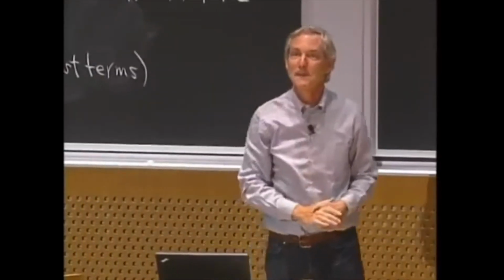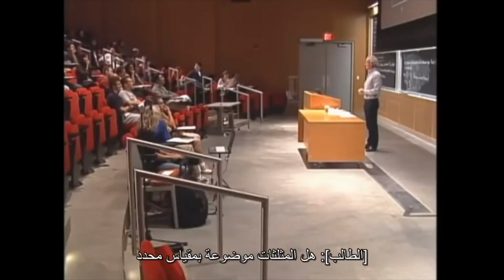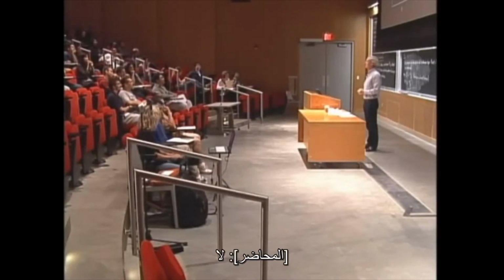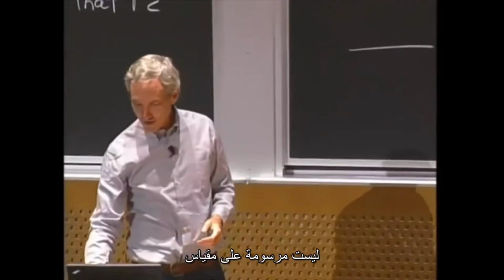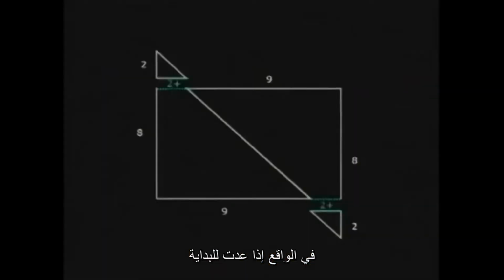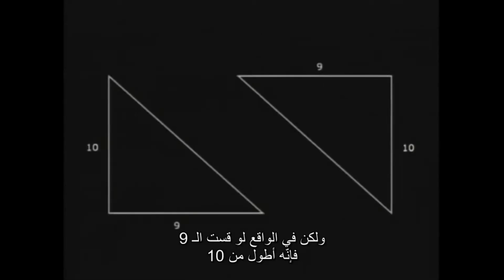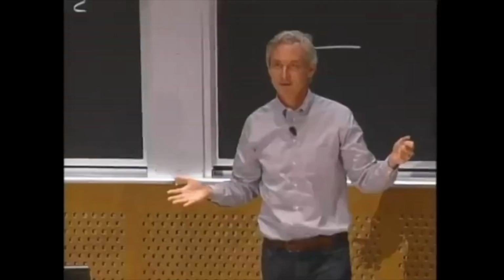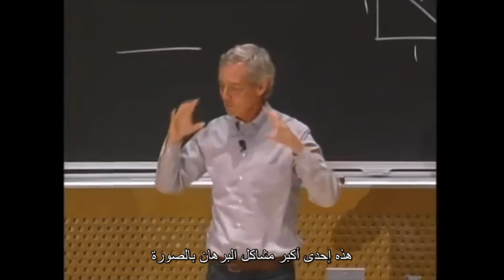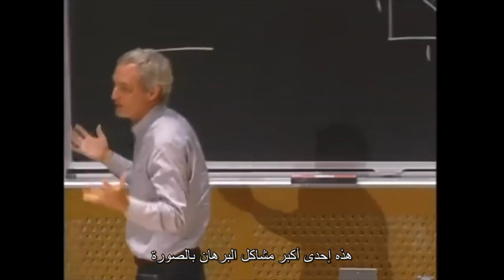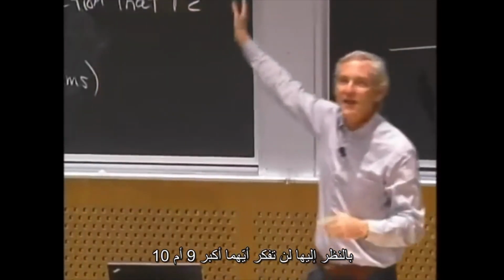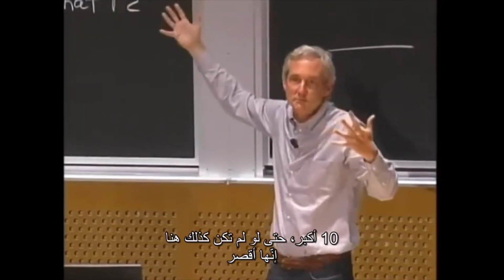So are the triangles drawn to scale? It's like on the SAT they always say not to scale, right? Yeah, they're not drawn to scale. In fact, if I go back to the beginning, it says 9 by 10. But in fact, if I measure the 9, it's bigger than the 10. So this is one of the big problems of proofs by picture. Because looking at it, you're not thinking which is bigger, 9 or 10 up there. The 10's bigger, even though it's not.